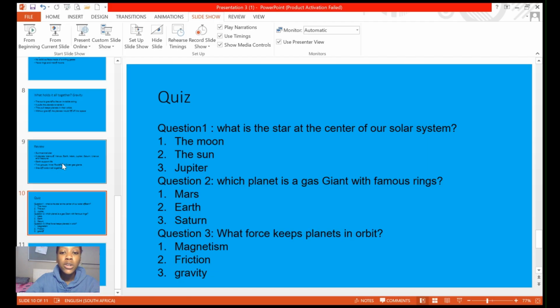Question two: which planet is a gas giant with famous rings? The answer is number three, which is Saturn. Question three: what force keeps planets in orbit? Remember the invisible force that keeps the planets in orbit. The correct answer for question three is number three.